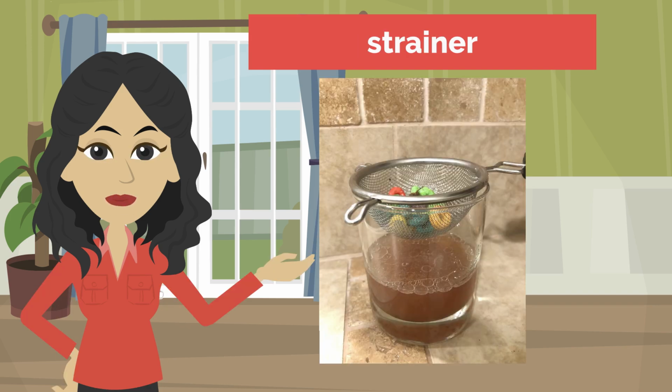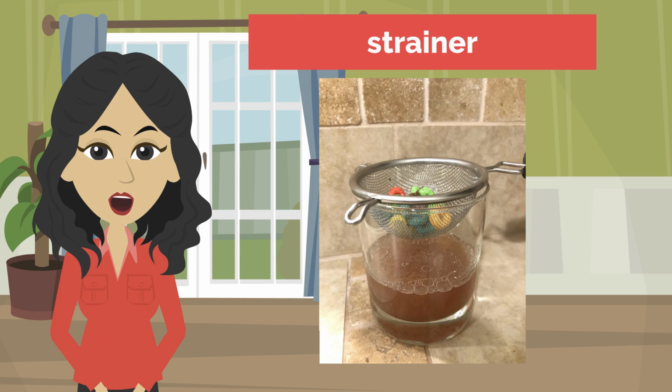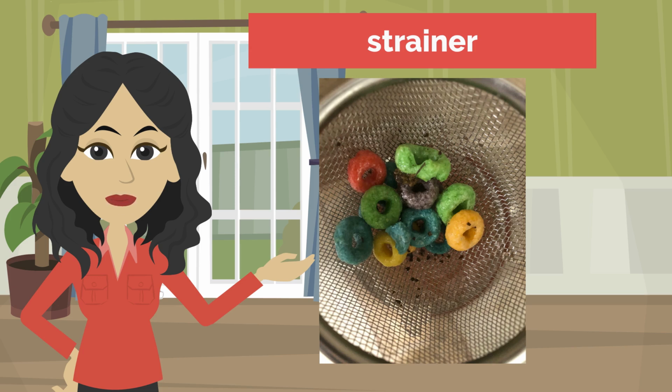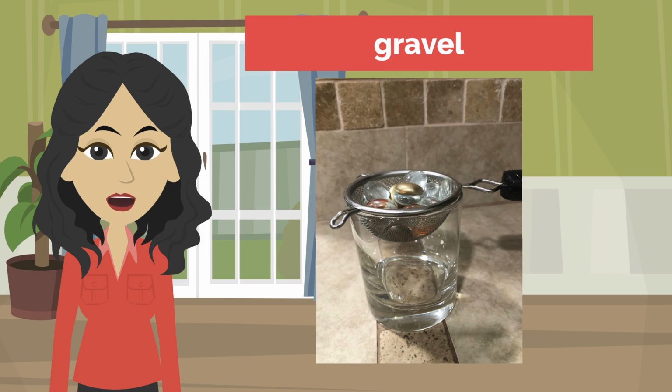Now pour a sample through the strainer. We can see from the picture that some of the oil, dirt, and fertilizer made it through the strainer. The strainer caught all of the litter and some of the tea leaves. Once we're done using the strainer by itself as a filter, you can rinse the strainer out and add the gravel to create your next filter.